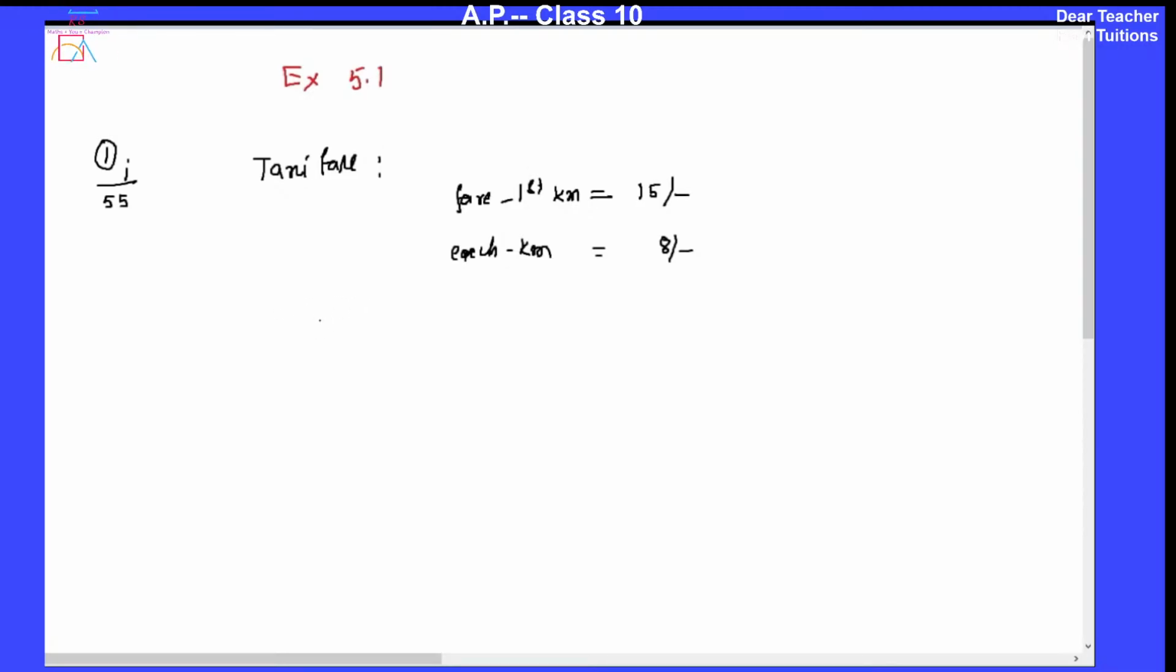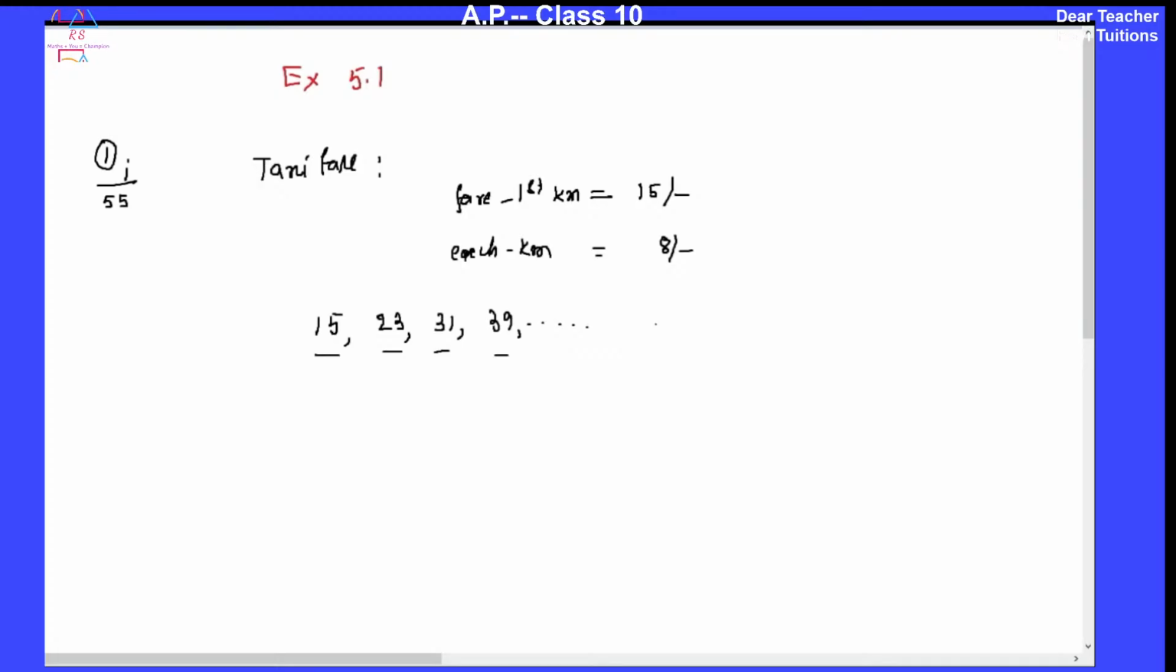Find the progression. If you travel 1 kilometer or less, it is 15. If you travel 2 kilometers, 15 plus 8 is 23. If you travel 3 kilometers, you add 8 to 23, that is 31. So 31 plus 8 is 39, and so on. If you go an extra 1 kilometer, that means 2 kilometers, 23. One more kilometer, 3 kilometers, 31, and so on.